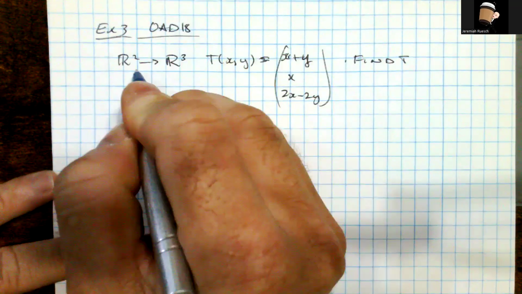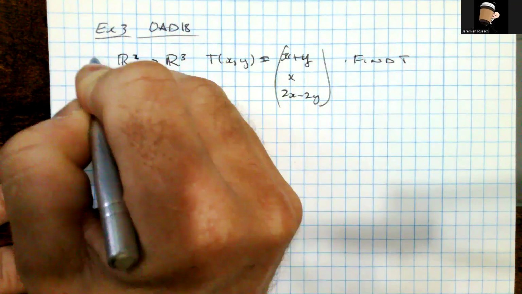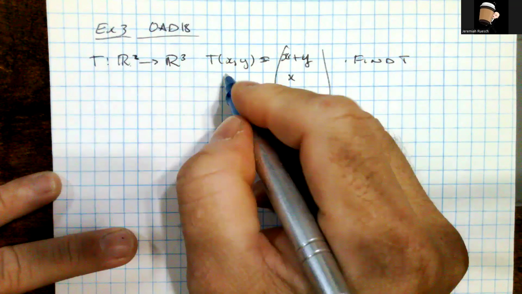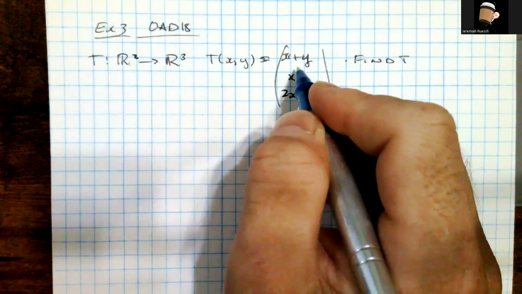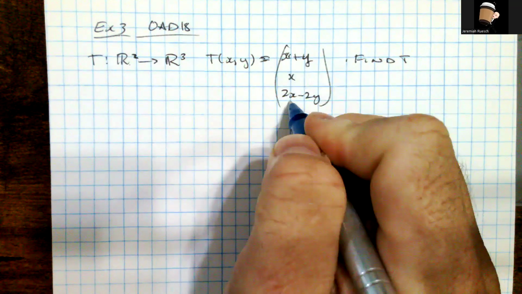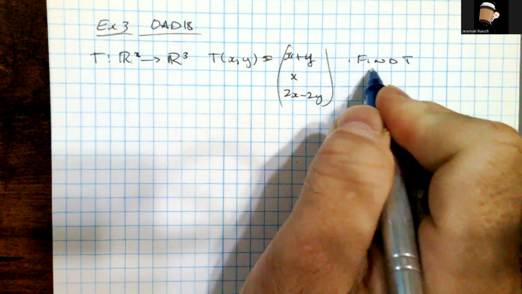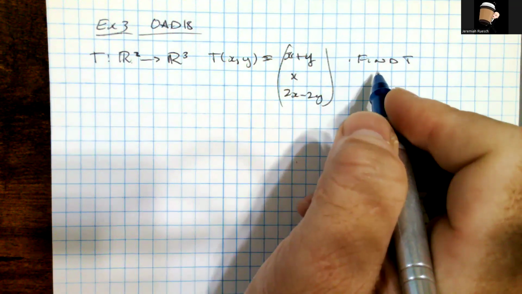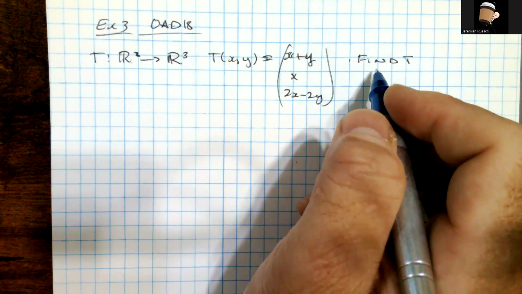All right. So this is example 3, which is a transformation from R2 to R3, and T of x was given by this relationship here: x plus y, x, 2x minus 2y. So we're looking for the matrix that represents T. Okay, so we're going to try and figure that out.